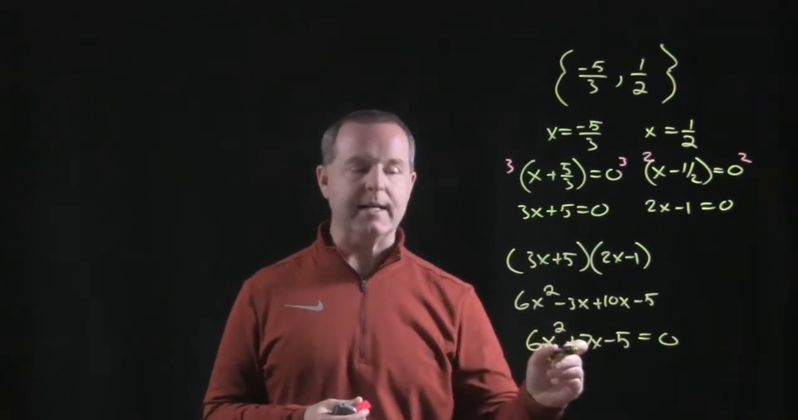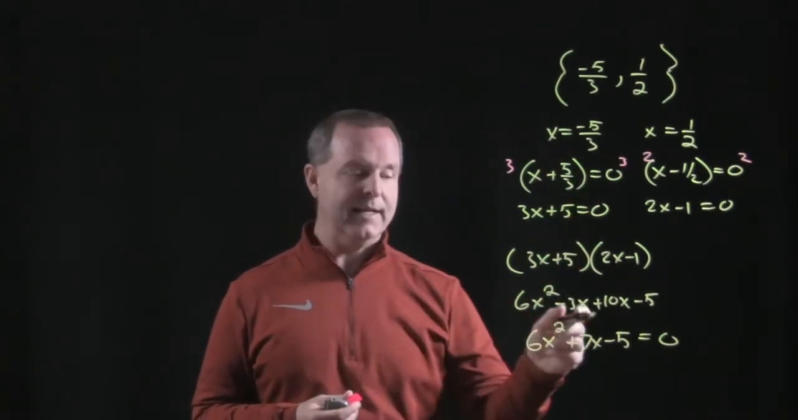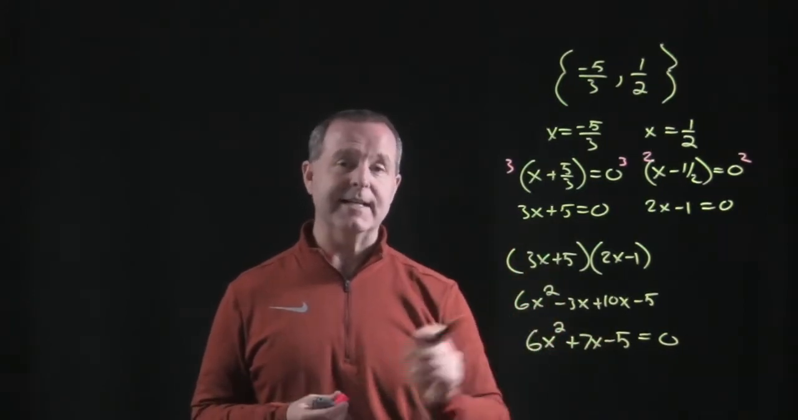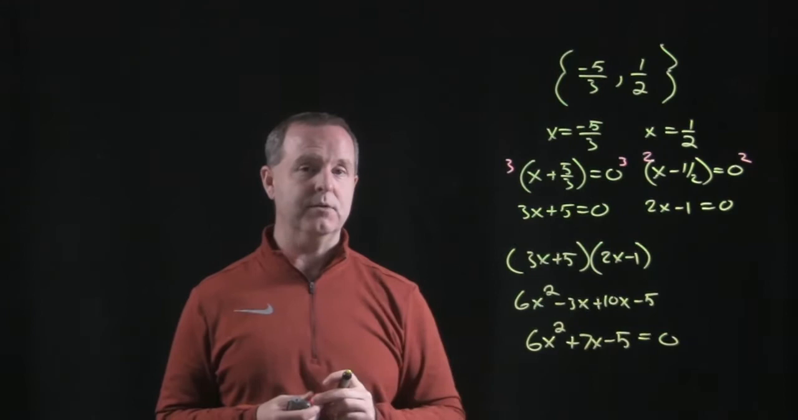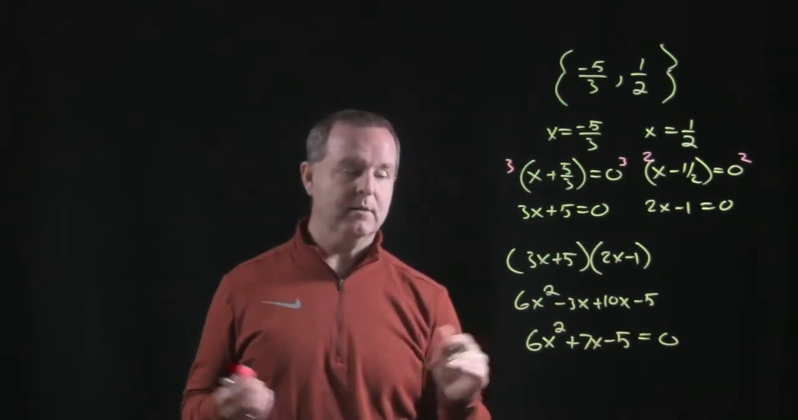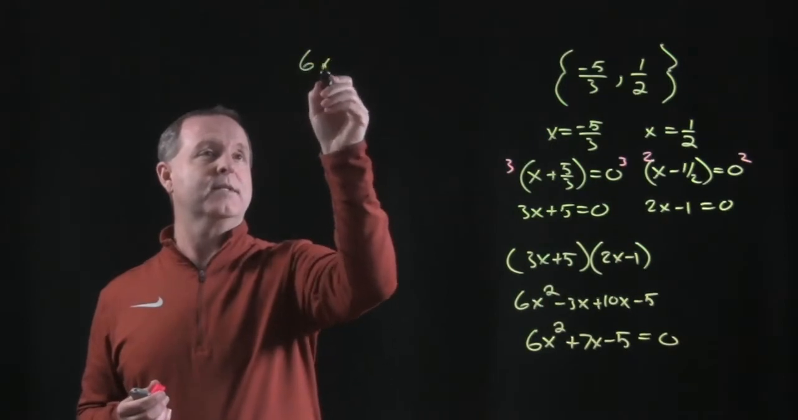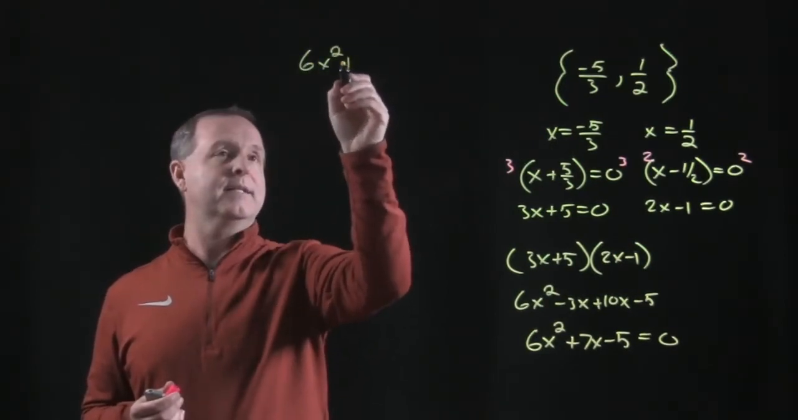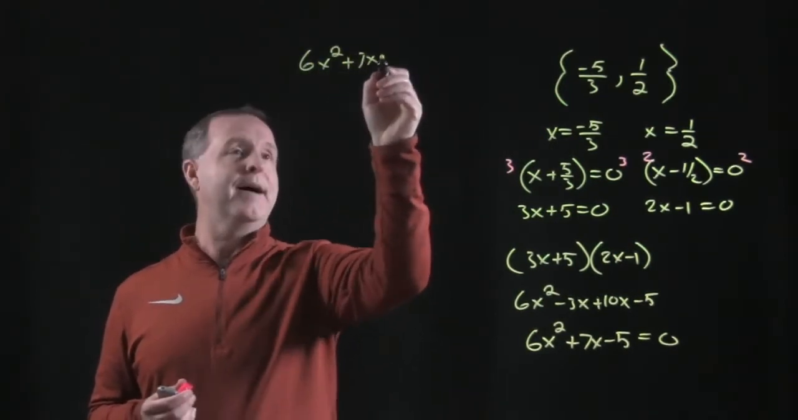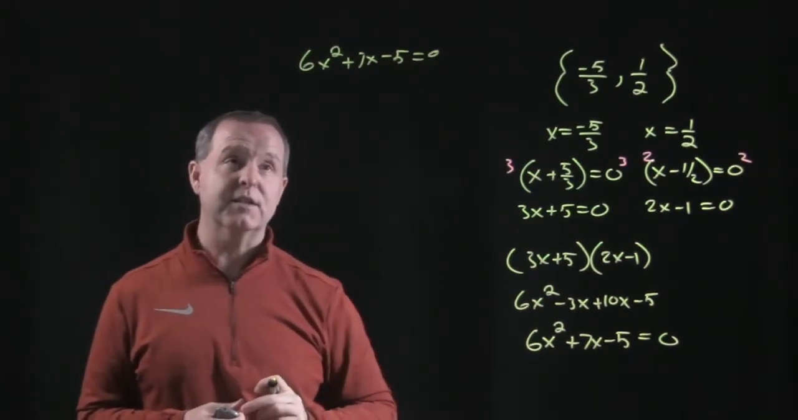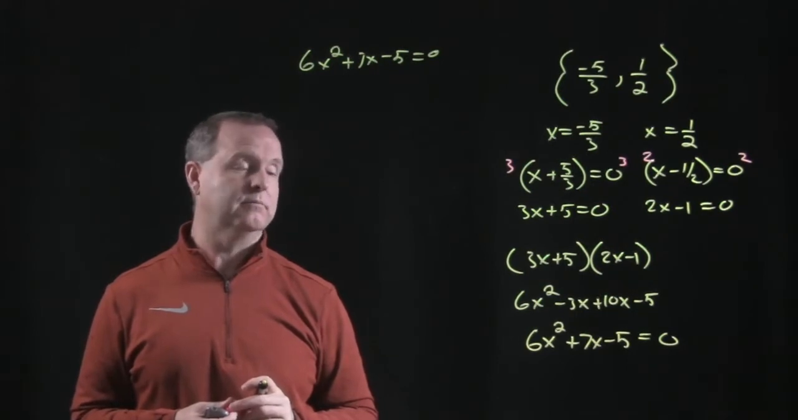It's not the only expression that has those as solutions. Any multiple of this will also have those solutions. But regardless, this is an expression that has those as solutions. Don't believe me? Well, let's do it the other way around. Let's start with 6x squared plus 7x minus 5 equals 0, and let's solve that. Let's figure out what are the x's to make that true.